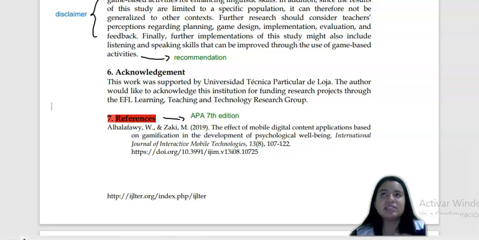regarding this, because it's focused primarily on the students, not necessarily on the teachers, and they mentioned that this study was in the activity. So it's recommended that further implementations of this study include them.